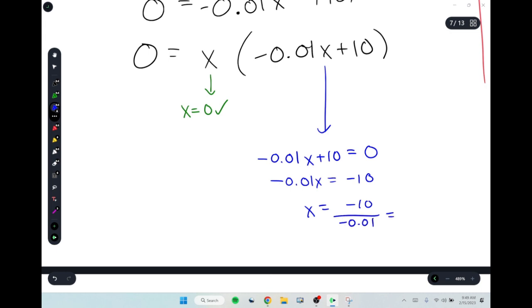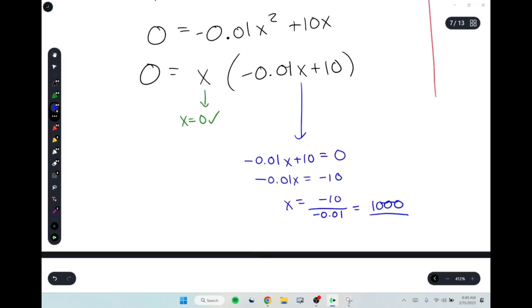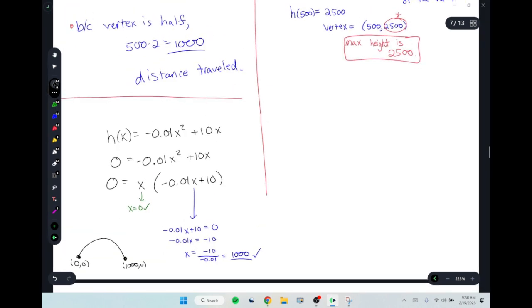I'd use a calculator for that, but you probably get 1,000. Is that technically 1,000? So yes, that's 1,000. But those are just roots. That's not how far the cannonball traveled. Think about the picture. What are the roots? 0 and 1,000. So what does that mean about our cannonball? It went 1,000, which is double the vertex. It's cool, it worked both ways.